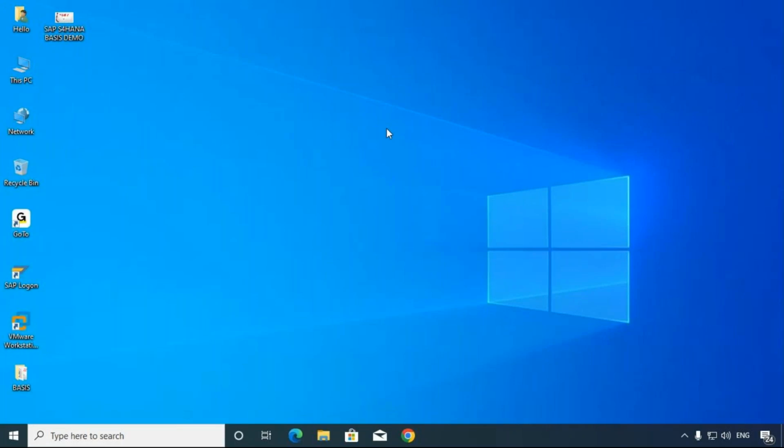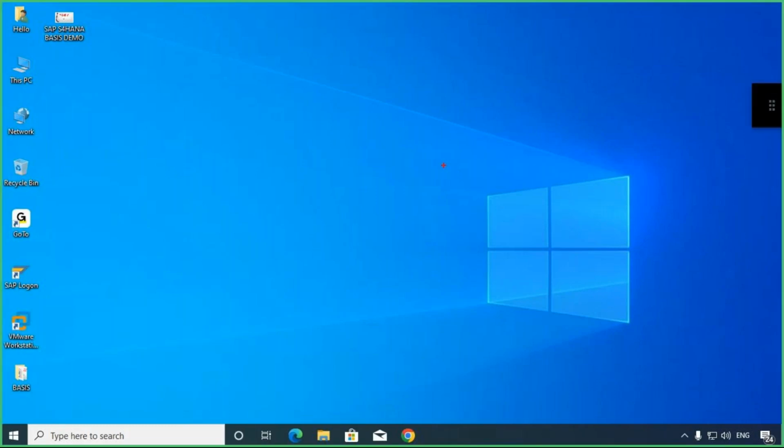Yeah. So today we are going to discuss SAP. In SAP, we are going to discuss SAP S4HANA basis. So first, we'll discuss what is SAP.